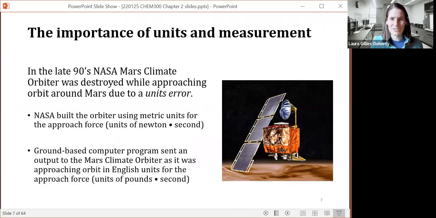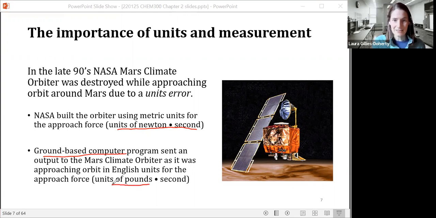Another example, a little bit more serious, is that in the late 90s, NASA's Mars Climate Orbiter was completely destroyed while it was approaching orbit around Mars. This was due to a units mistake. When NASA built the orbiter, they programmed it using metric units for the approach force, units of newton-seconds. But the ground-based computer program that was sending it the data it needed for its approach was sending data in units of pound-seconds. So the units didn't match.